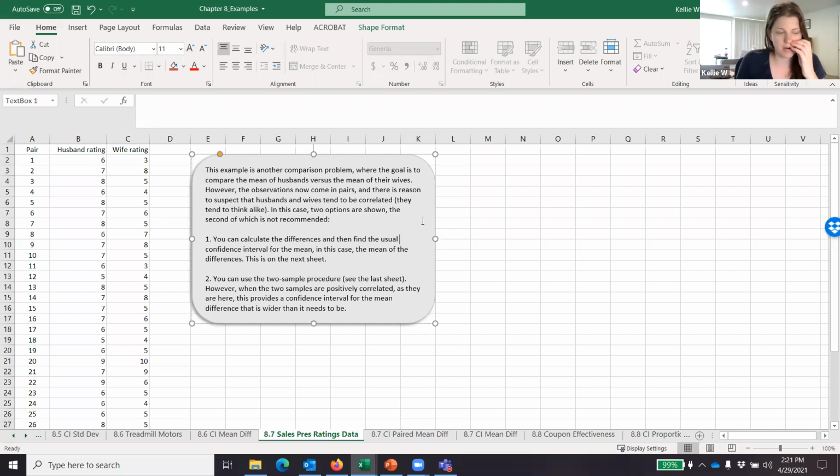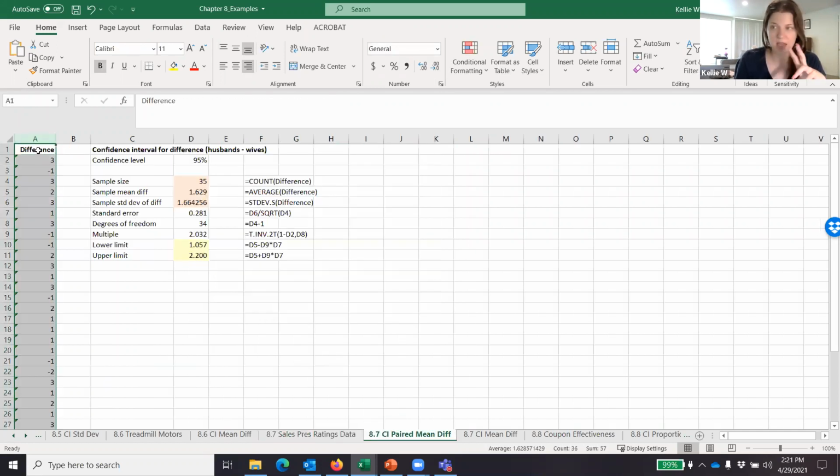They want to compare the mean of their husbands versus the mean of their wives, but they suspect that each pair thinks alike, so they're highly correlated. So we're going to treat the husband-wife pair as one variable instead of two.